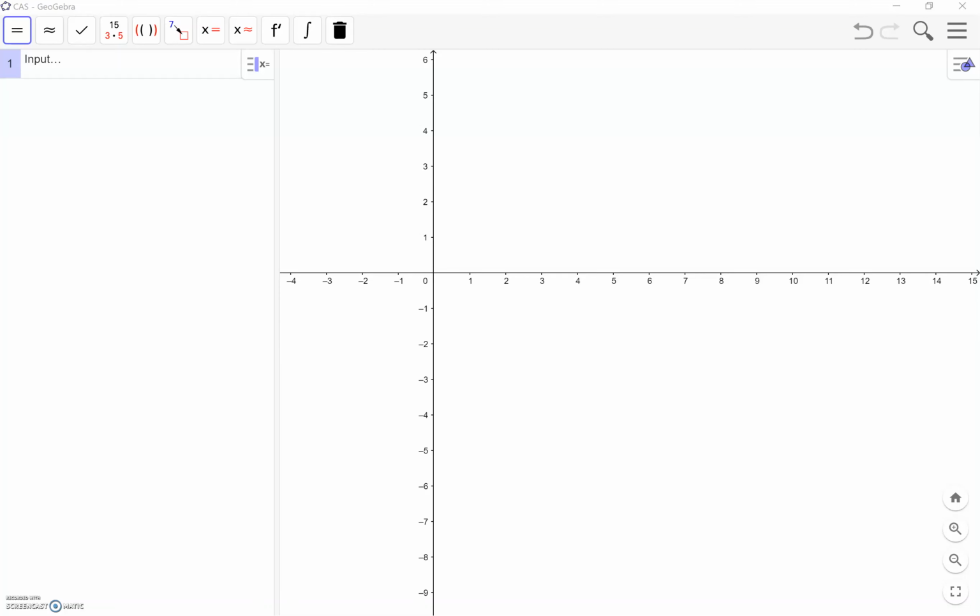Today we are going to be talking about the CAS feature of GeoGebra. What this stands for is Computer Algebra System. Essentially, this is just a feature of GeoGebra that allows you to manipulate mathematical expressions in a way that you might do on paper normally.